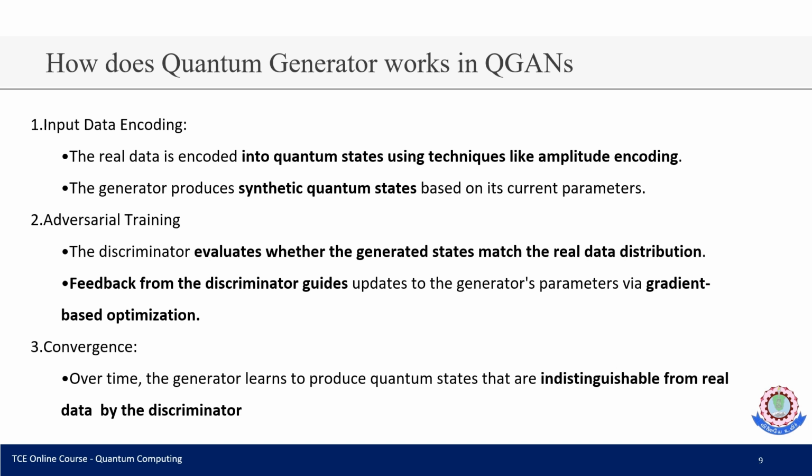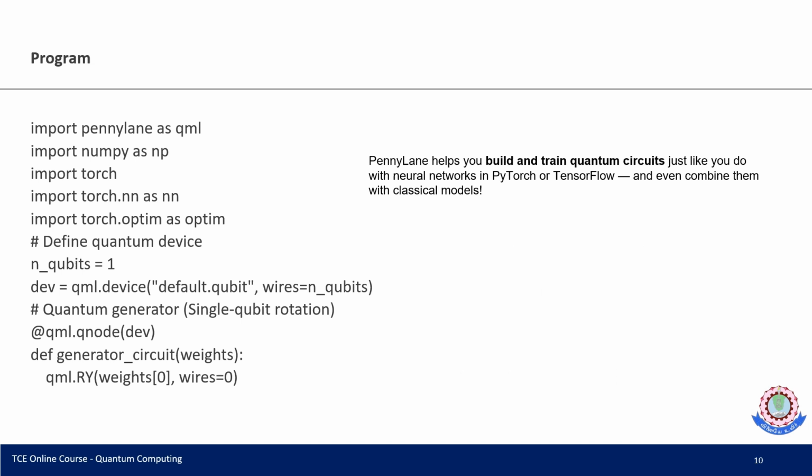The next is adversarial training. The discriminator evaluates whether the generated states match the real data distribution. The feedback from the discriminator guides the generator parameters via gradient-based optimization. In convergence, the generator learns to produce quantum states that are indistinguishable from the real data. Here we can implement this QGAN with the help of PennyLane.